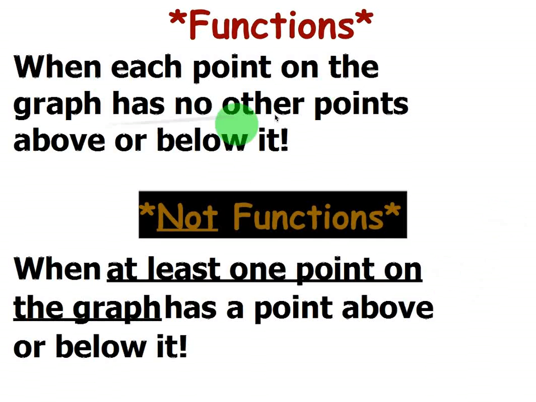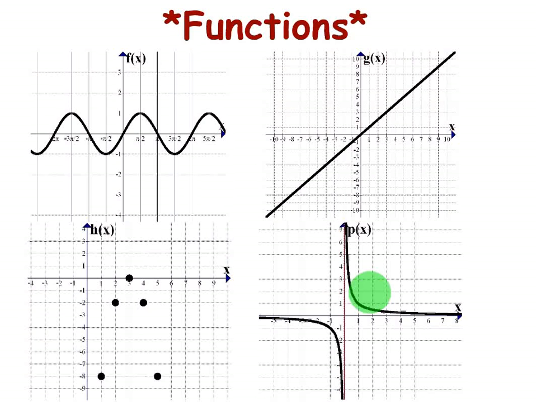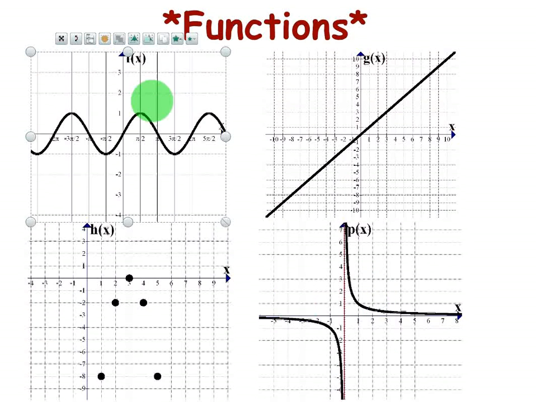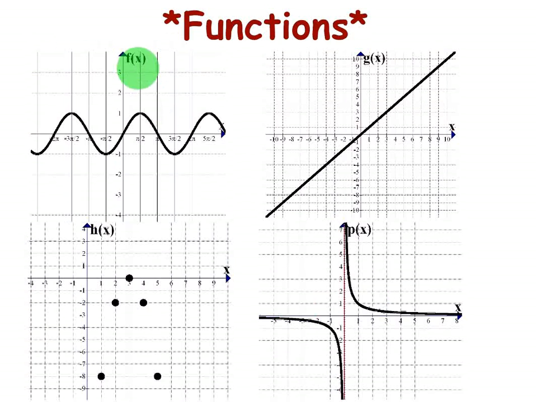When each point on the graph has no other points above or below it, it's a function. Why is that? Because each input has no more than one output. Remember, the y value, or the function value, in this case f of x, is the output, x is the input. And if you take any point on the graph, there are no points above or below it. Same for this line. For every x value, there's only one y value. Same for these points. There are no points above or below the points, so every x has one y. For example, 3 has 0. 3 doesn't go to any other point.